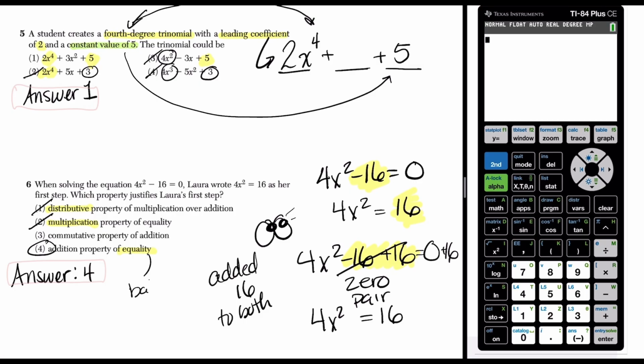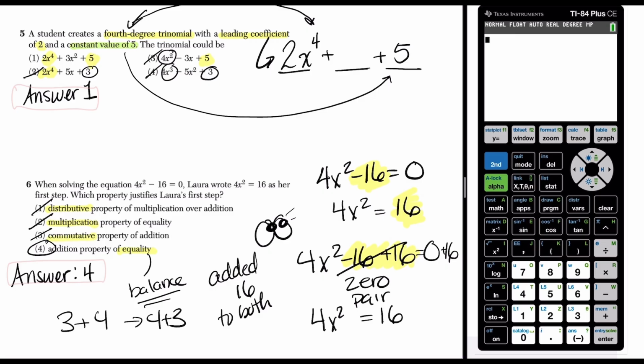So I added to create balance. And the reason commutative doesn't work is that commuting would just mean I switch the terms around, like I commute to school, I go to school and back from school. So if I had 3 plus 4, I could also count it as 4 plus 3. I'm still adding the same numbers, but they can be in different orders. So that's what makes that one incorrect.